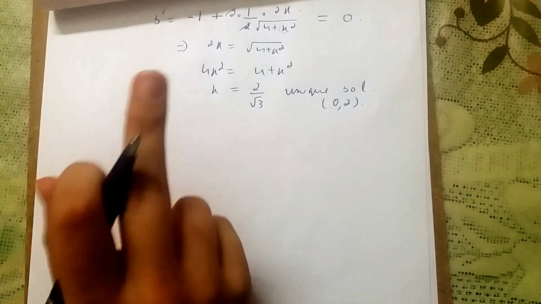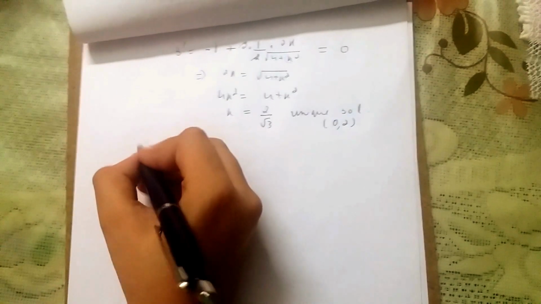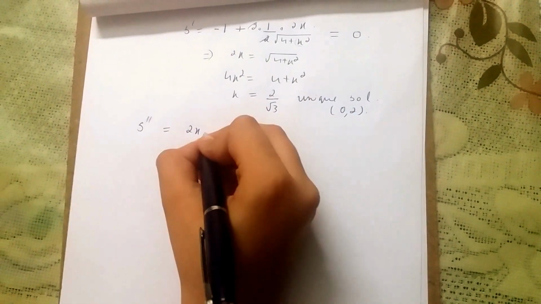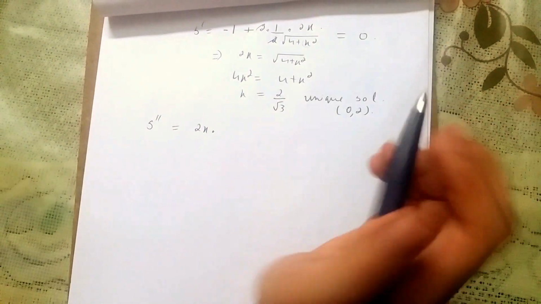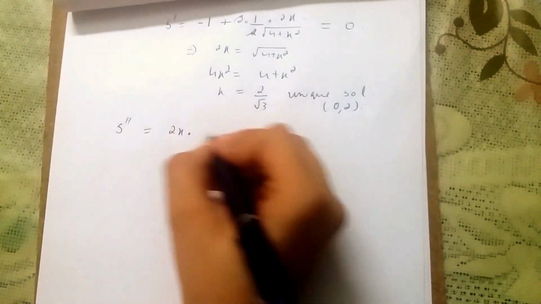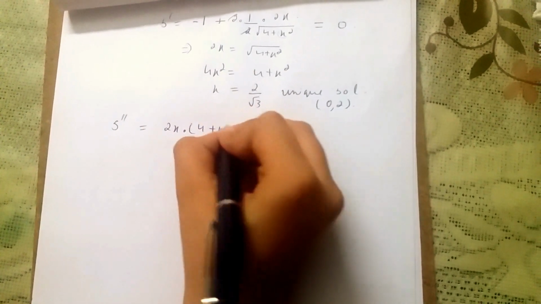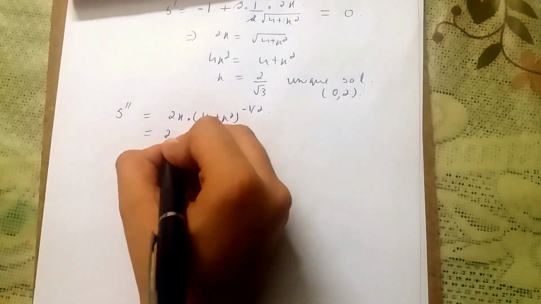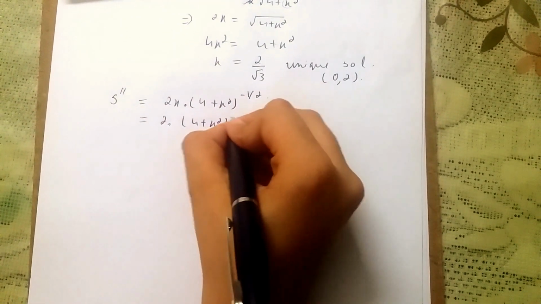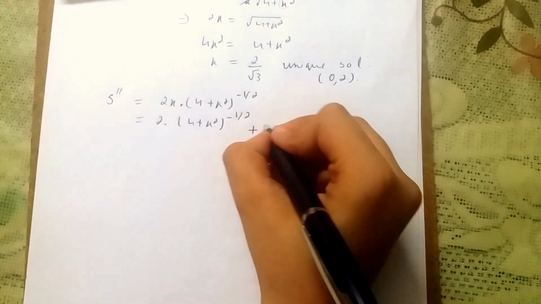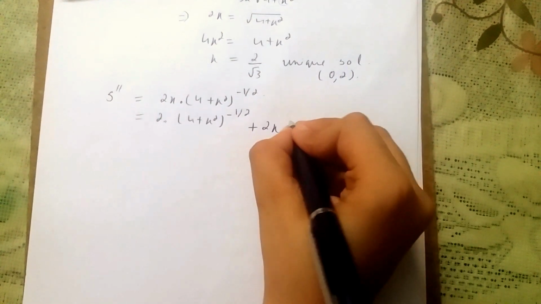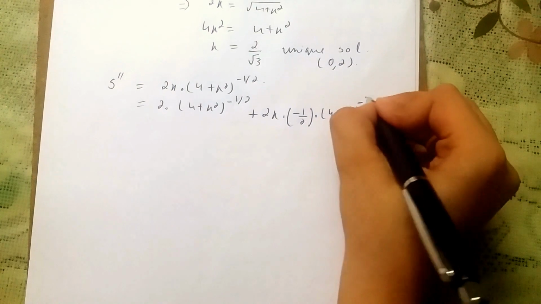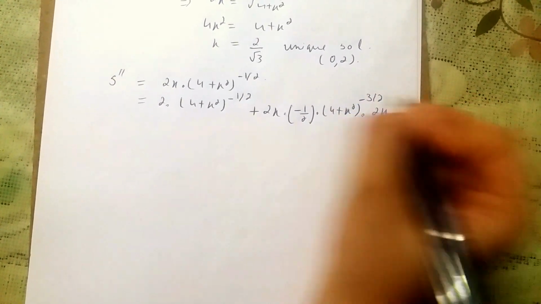Now we need to check whether this is an absolute minima or an absolute maxima. So let's take the second derivative. This will be equal to 2 of x into, well, let's apply the product rule. This can be written as 4 of x square into minus 1 by 2. Now applying the product rule, this will be equal to 2 into 4 plus x square into minus 1 by 2 plus 2x derivative of this into minus 1 by 2 into 4 plus x square, this will be minus 3 by 2 into derivative of this.